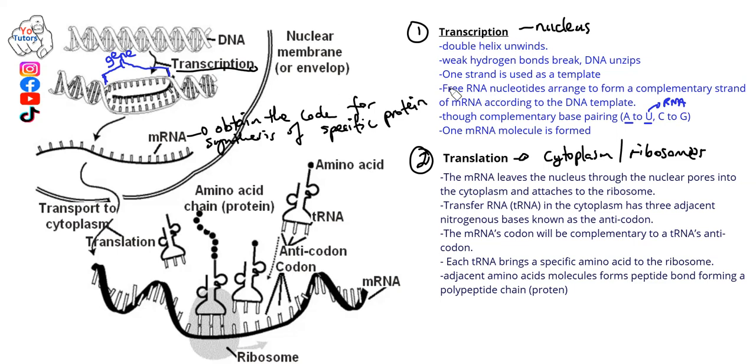You must know these steps, and you must not forget that only one strand is used as a template. After the DNA has opened, only one strand is used as a template. The other strand is not used as a template. If you check with replication, both strands are acting as templates. Now the messenger RNA is formed.